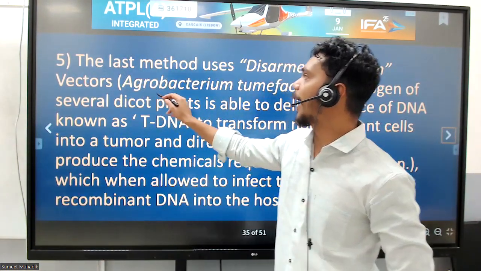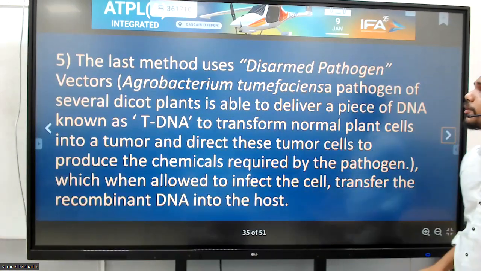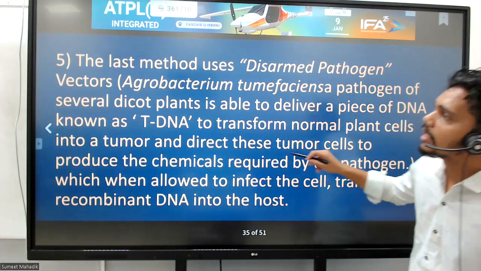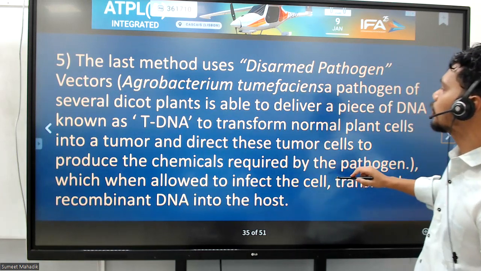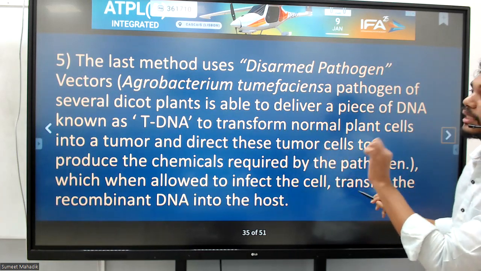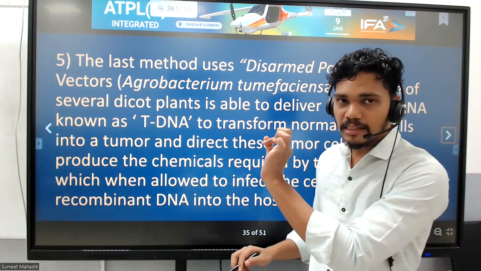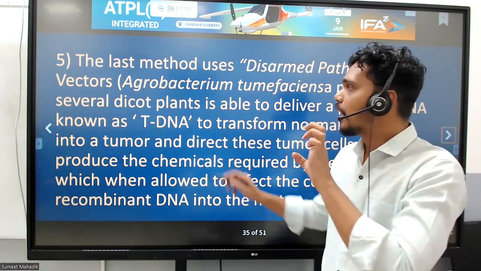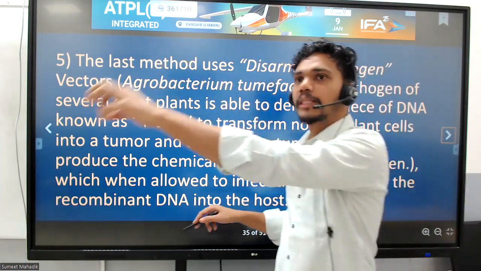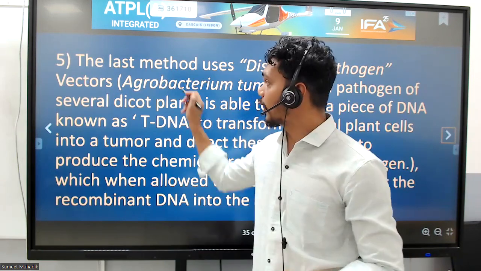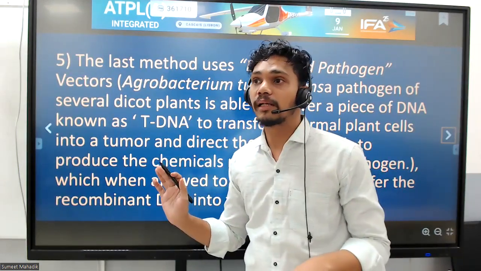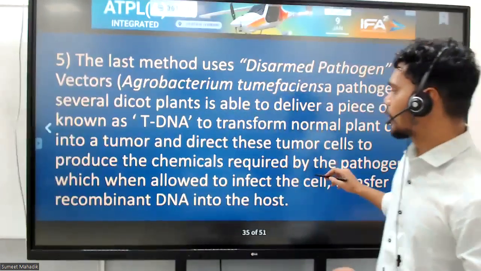So which vector? Agrobacterium tumefaciens, a pathogen of several dicot plants, is able to deliver a piece of DNA known as tDNA. tDNA is the one that, along with the rDNA, goes inside the cell through the Agrobacterium. But Agrobacterium is not going to form another infection. Otherwise, it will not be a suitable technique.